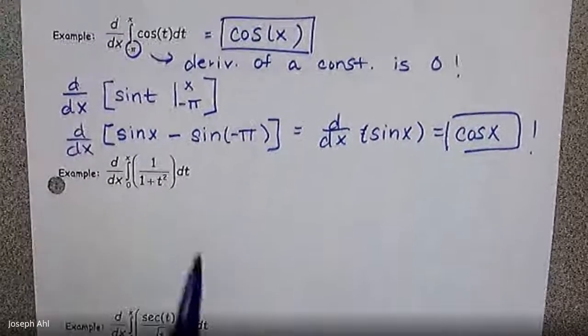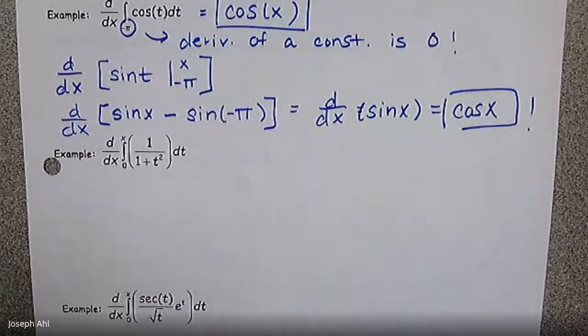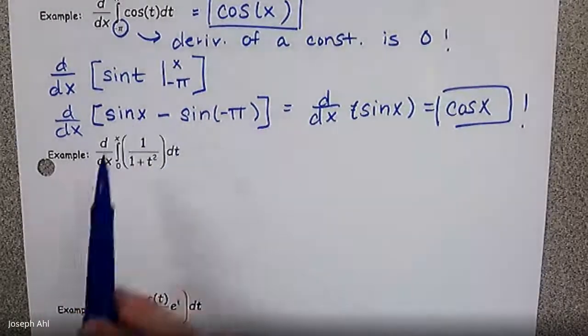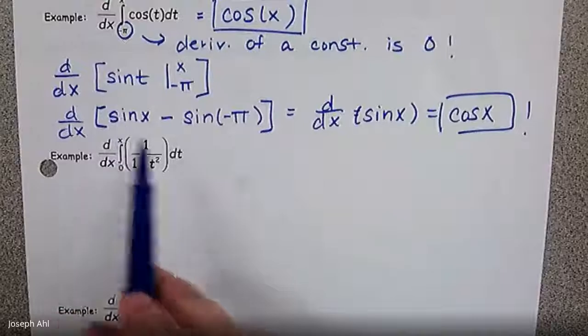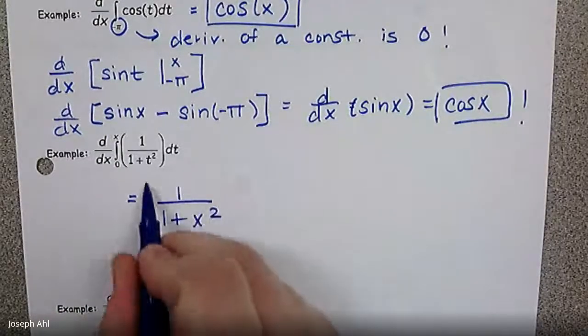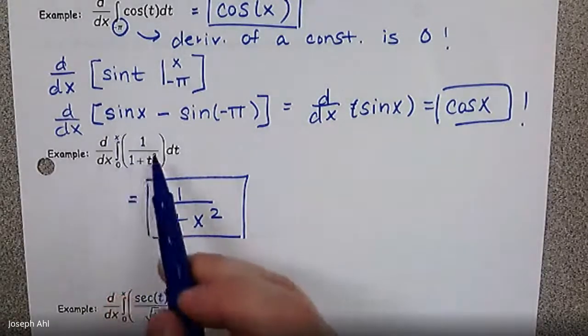Well, of course, you would run into a roadblock with the next one. We don't know the antiderivative of 1 over 1 plus t squared. What I do, however, know is if I take the derivative with respect to x of this accumulation function from 0 to x, the result would be 1 over 1 plus x squared. It would be the function f of x. And that's it. It's as easy as just plugging in an x for t.